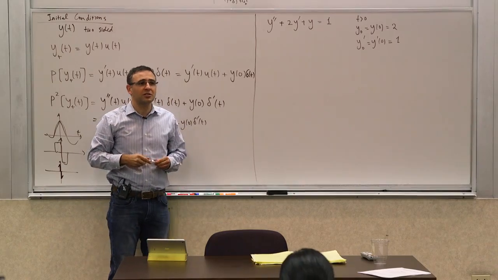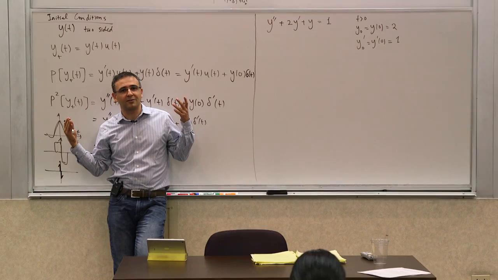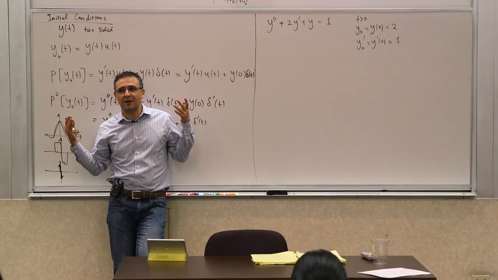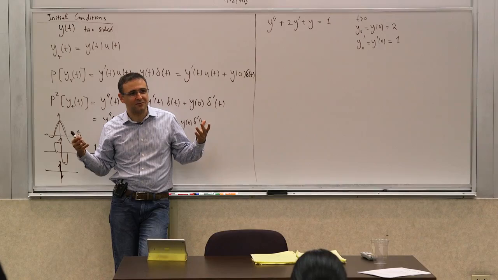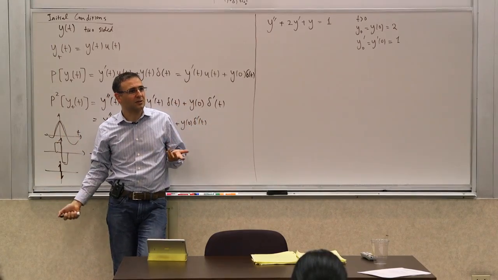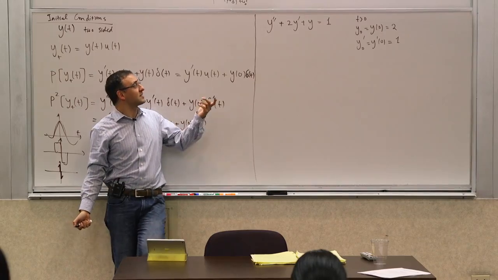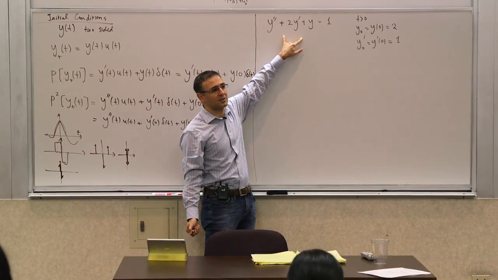Why do you need two initial conditions? Now, all of this should come together in your mind right now. Think about the order of the system, the number of independent degrees of freedom. When we looked at an RLC circuit, how many initial conditions did you need to define? That's the order of the system. This is a second order system.